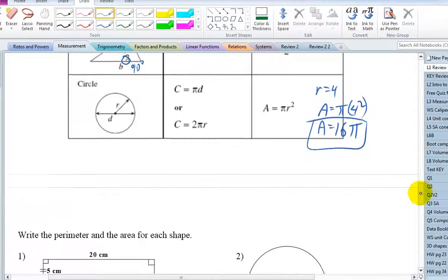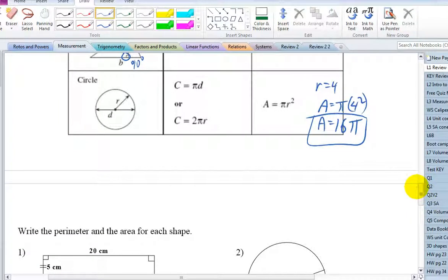Pravi, would you like to sit on the floor? It's not leaning back. Okay, good.